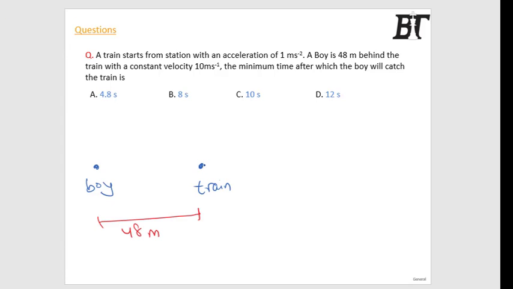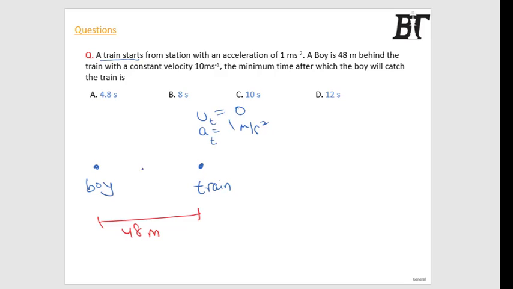So the question says that a train starts from a station with an acceleration of 1 meters per second square. Because it says that the train starts, मतलब क्या है कि अब तक वो रेस्ट पे थी, अभी जस्ट स्टार्ट कर रही है, तो उसका इनिशियल वेलोसिटी अपन 0 ले लेंगे ट्रेन का. Acceleration of train is given as 1 meters per second square.